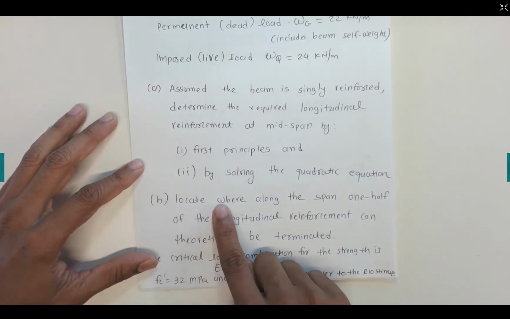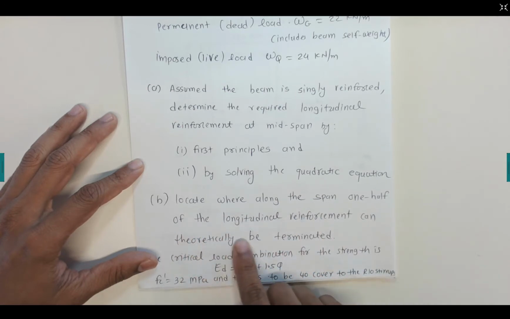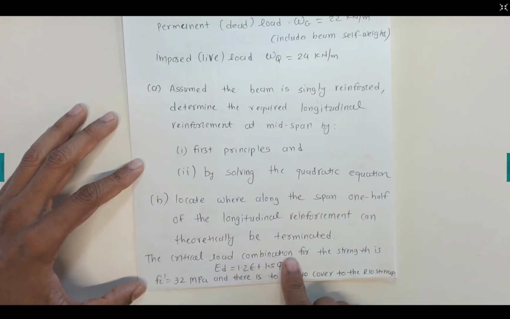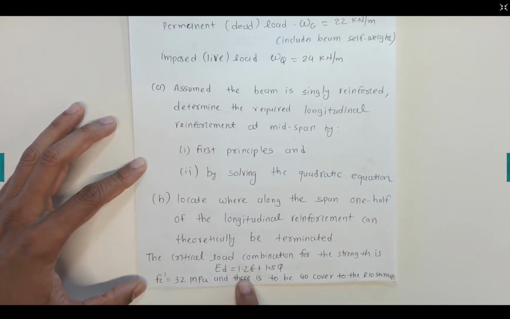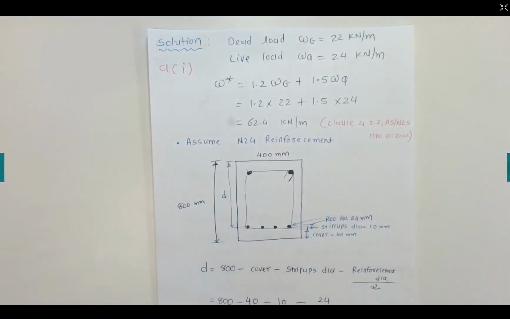B, locate where along the span one half of the longitudinal reinforcement can theoretically be terminated. The critical load combination for the strength is 1.2 G plus 1.5 Q, and the characteristic strength of concrete is given as 32 megapascal, and there is to be 40 millimeter cover to the R10 stirrups. All the details will be put into the figures.